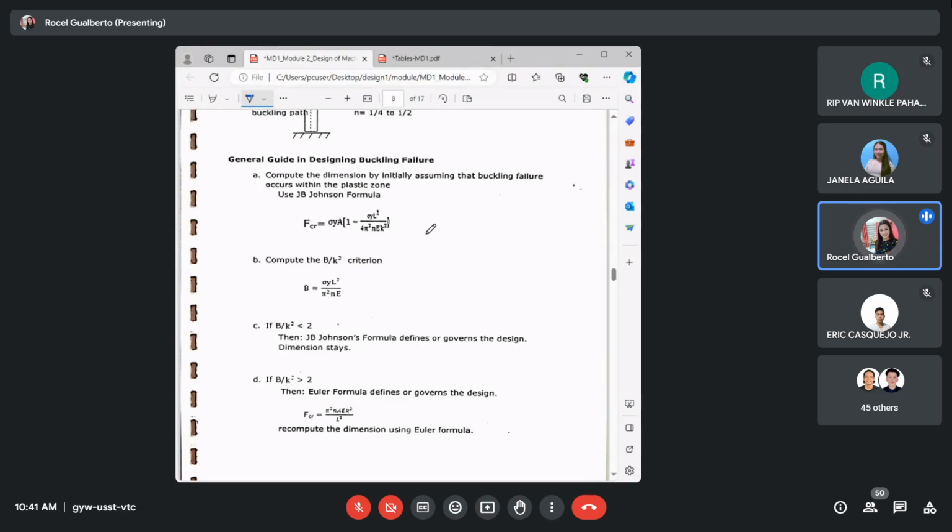So, ano po ang unang gagawin? This would be your first step. Compute the dimension by initially assuming that buckling failure occurs within the plastic zone. So, yun po palang una. Ang uunahin natin is to use the J.B. Johnson formula. So, ano po yung gagamitin natin? The J.B. Johnson formula.